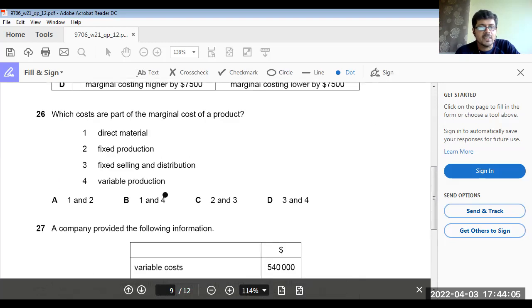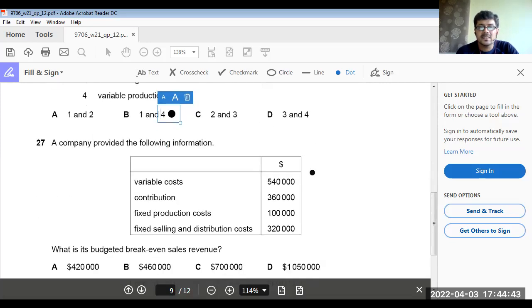Don't worry. Now number 26. Which costs are part of marginal cost of a product? Direct material, fixed production overhead, variable production overhead. So which cost do you think is a part of marginal cost? Here we are, direct material and variable production. So that option is the answer. Fixed production overhead has nothing to do with marginal cost. It is part of absorption cost, so we take it as a period cost in marginal costing.